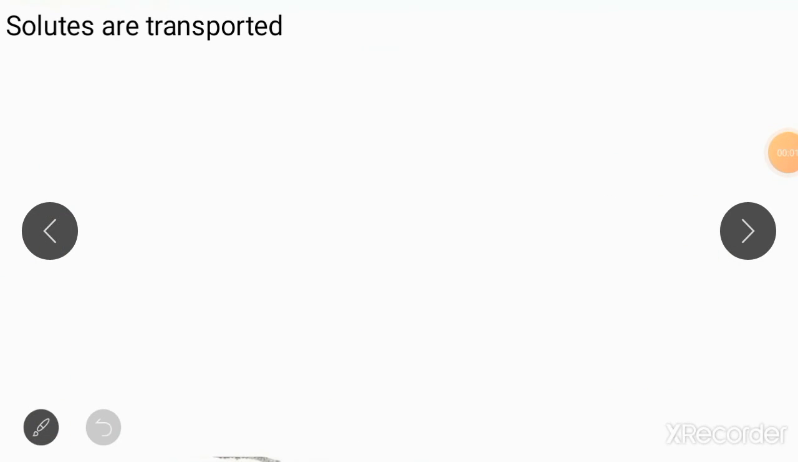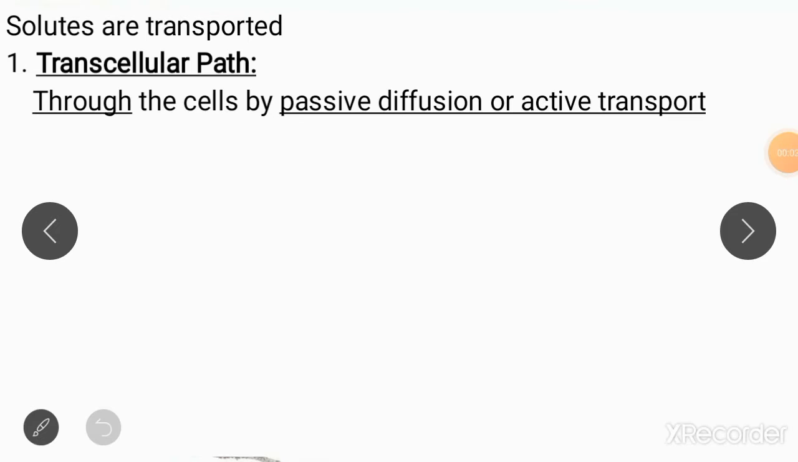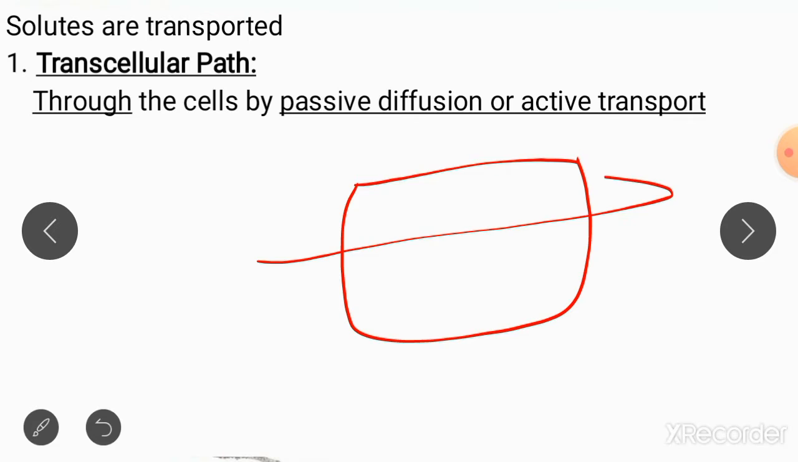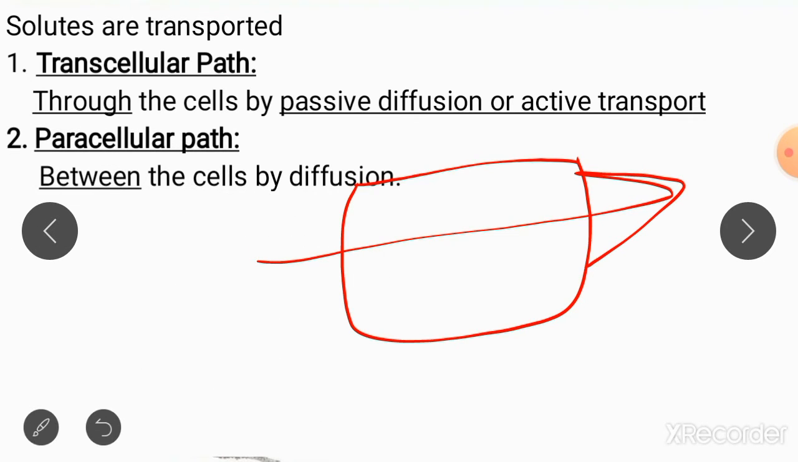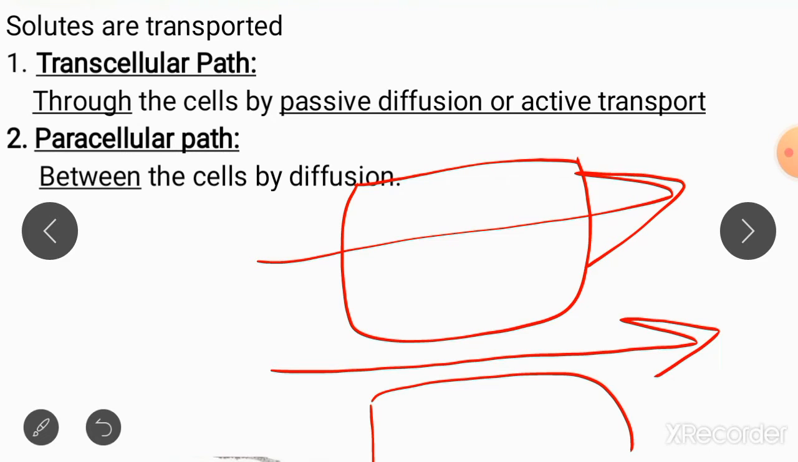So as I have already mentioned, any solute that needs to be reabsorbed can pass through two pathways, either transcellular, which means through the cell, or the second mechanism is paracellular, which means between two cells, and this route is known as paracellular route.